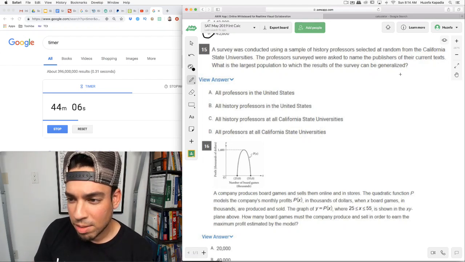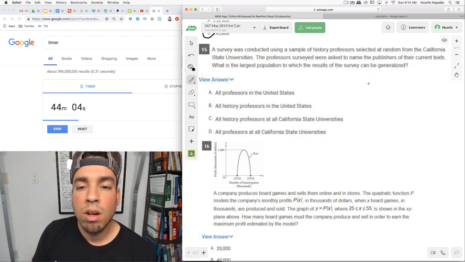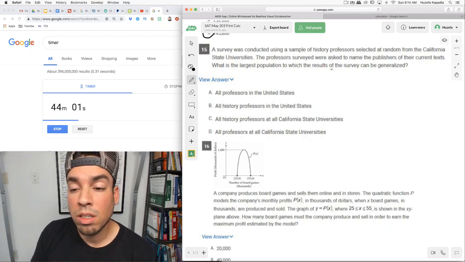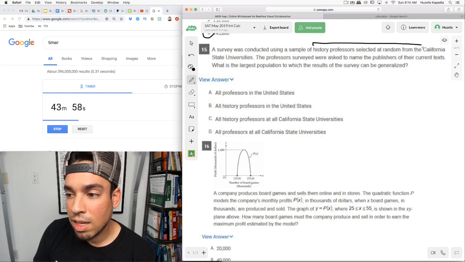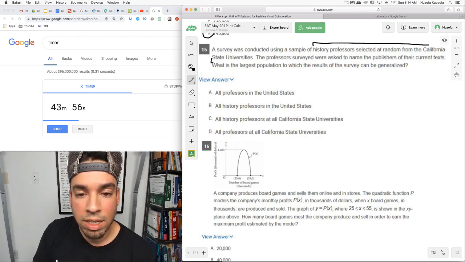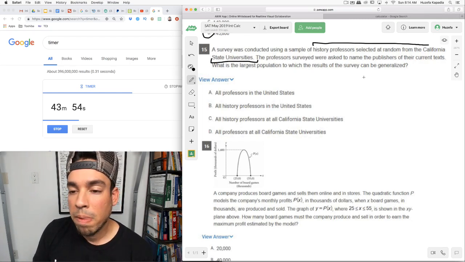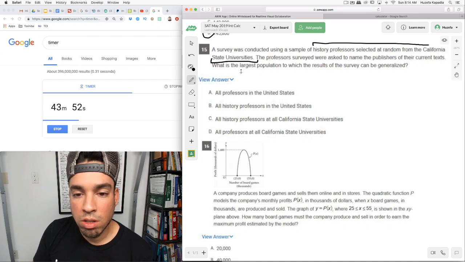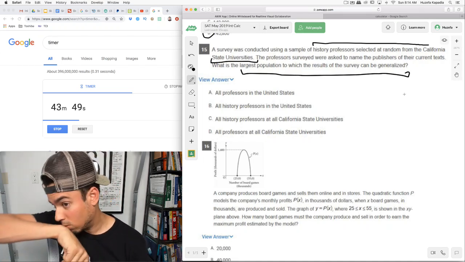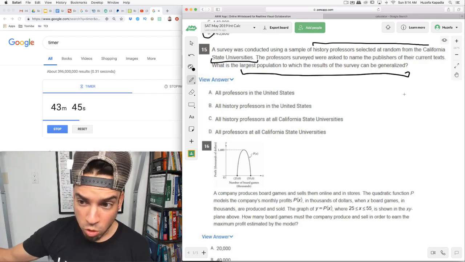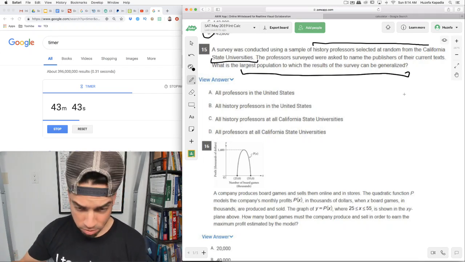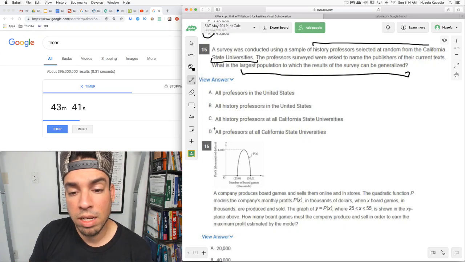Next. A survey was conducted using a sample of history professors selected at random from the California State Universities. All right, if they're asking what is the largest population, these questions have to do with where the random sample is drawn from. Since it's drawn from California State Universities, I would say it applies to all history professors.